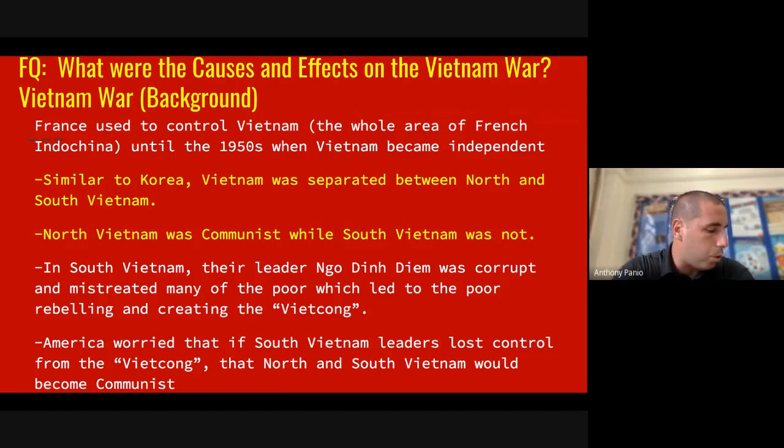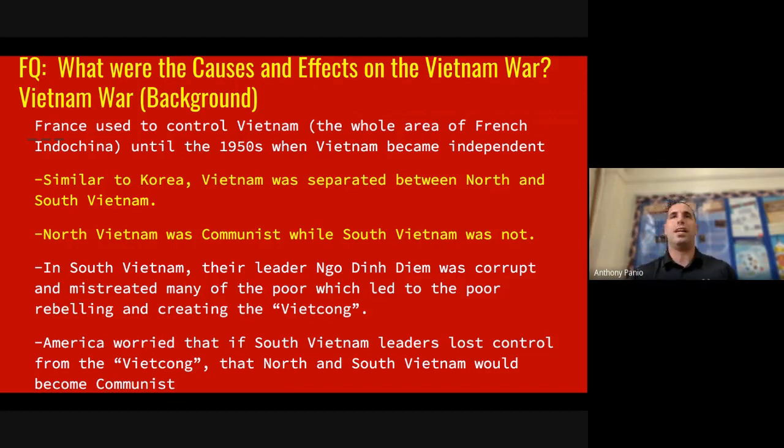And when it was controlled by France, eventually Vietnam became independent. They separated into 2 areas, extremely similar to Korea. Remember how North Korea was communist, South Korea was capitalist? Vietnam is the same thing. North Vietnam is communist, South Vietnam is capitalist and democratic. It's literally the same setup as Korea.